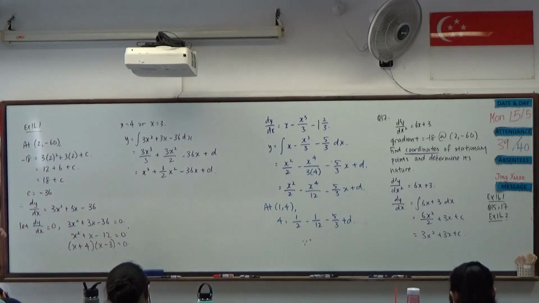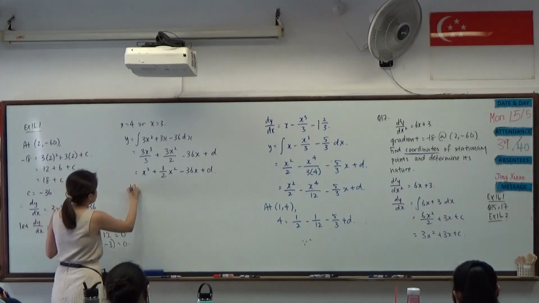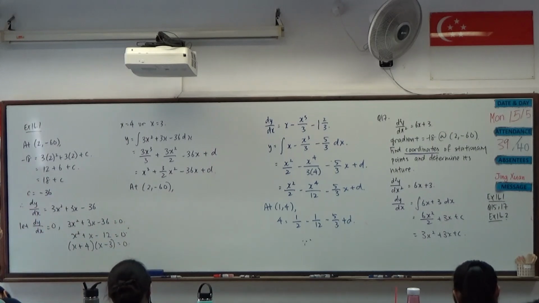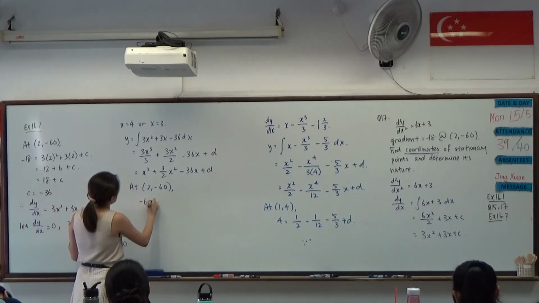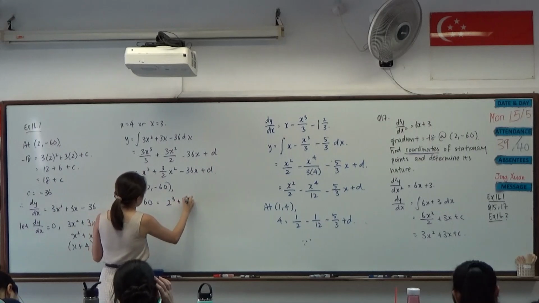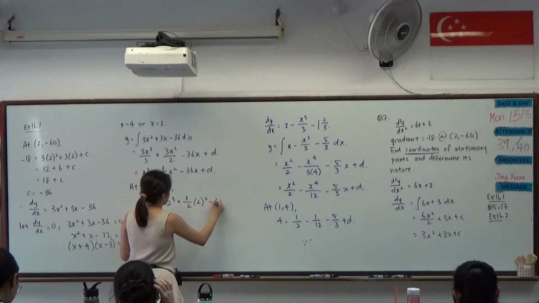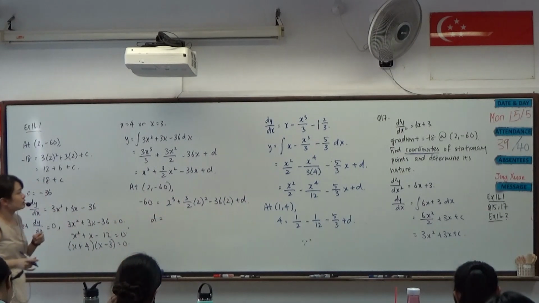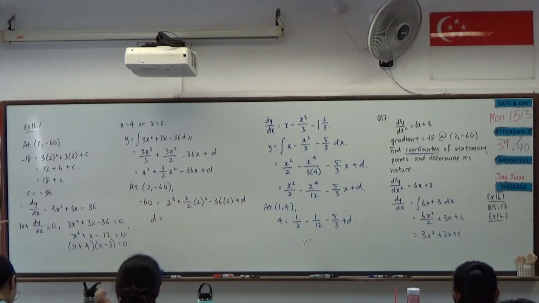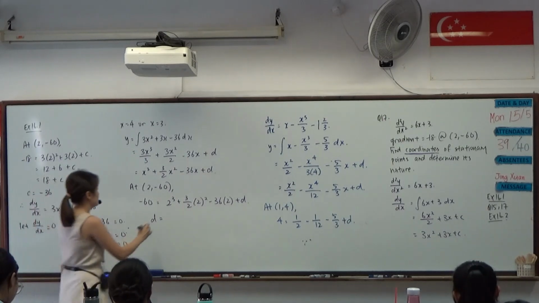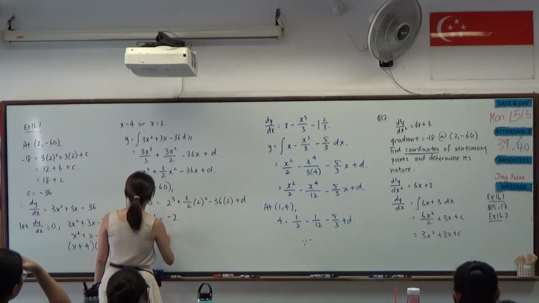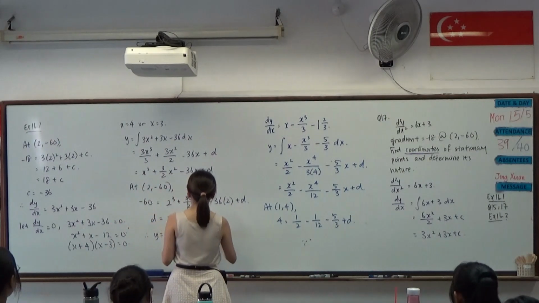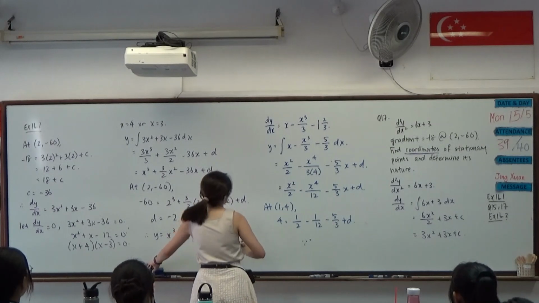Okay, so your y is equals to this, and then we make use of the fact that (2, negative 60) lies on the curve in order to find out the value of d. Could someone tell me what is the value of d? Negative 2. What do we get? Negative 2. Okay. So therefore y equals to x cubed plus 3 over 2 x squared minus 36x minus 2.